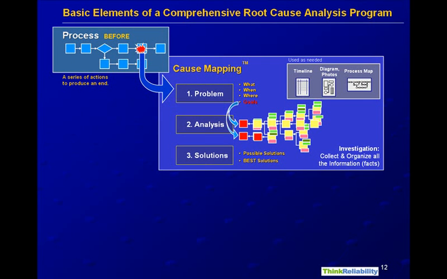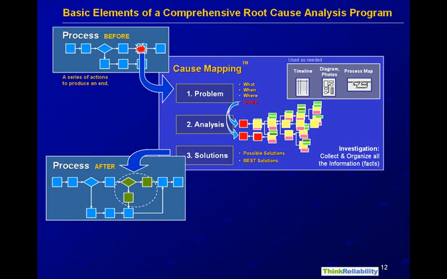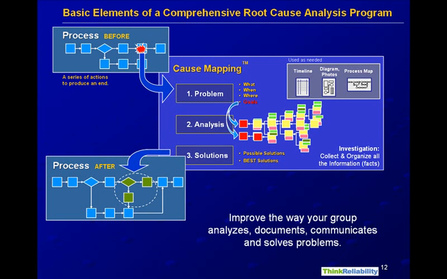The investigation helps us identify cause and effect relationships so that we can get solutions, and those solutions actually make improvements in the process. So there's what we were doing before the incident occurred, there's why the incident happened, which is when we lay out the cause and effect relationships, and then there's what we're doing now to prevent the issue from ever occurring again. The whole idea is to improve the way a group analyzes, documents, communicates, and solves the problem.